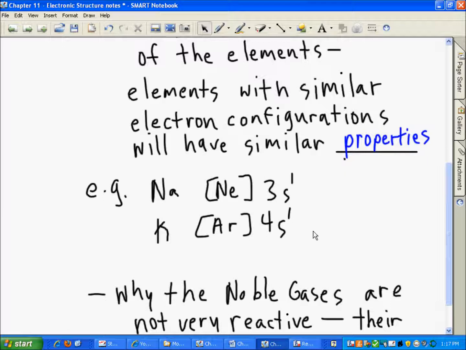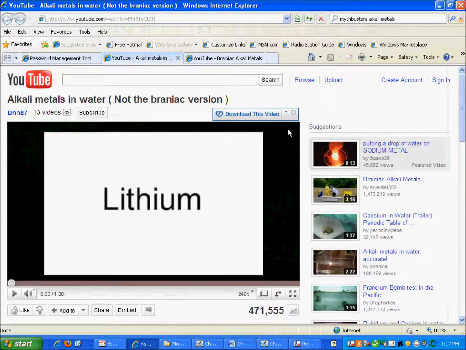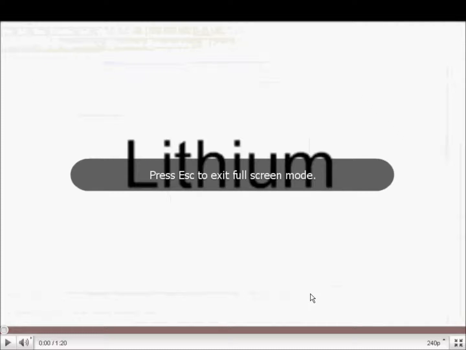And I've got some videos that will show you an example of that. So let's switch over to YouTube. And hopefully this is going to come through on video. So let's go to here. Now what you're going to see in this video is what happens when you drop the alkali metals in water. And it turns out they all react with water. So let's see what happens.